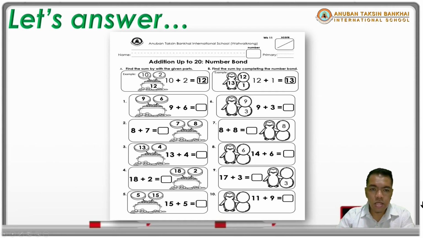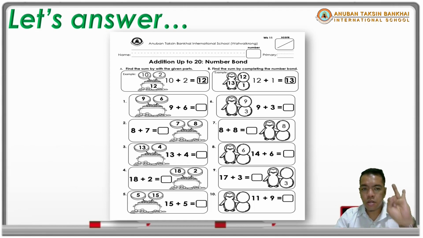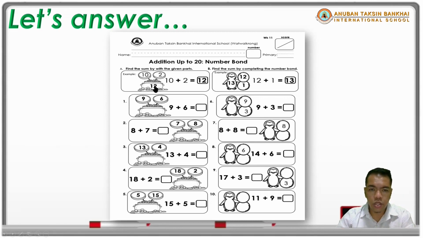Letter A, find the sum by the given parts. In my example here, we have 10 plus 2 is equal to blank. 10 and 2 makes how many? We just add the two parts to find the whole. 10 and 2 makes 11, 12. 10 and 2 makes 12. So you're going to write here your answer. 10 plus 2 is equal to 12. Write also your answer here on this blank.